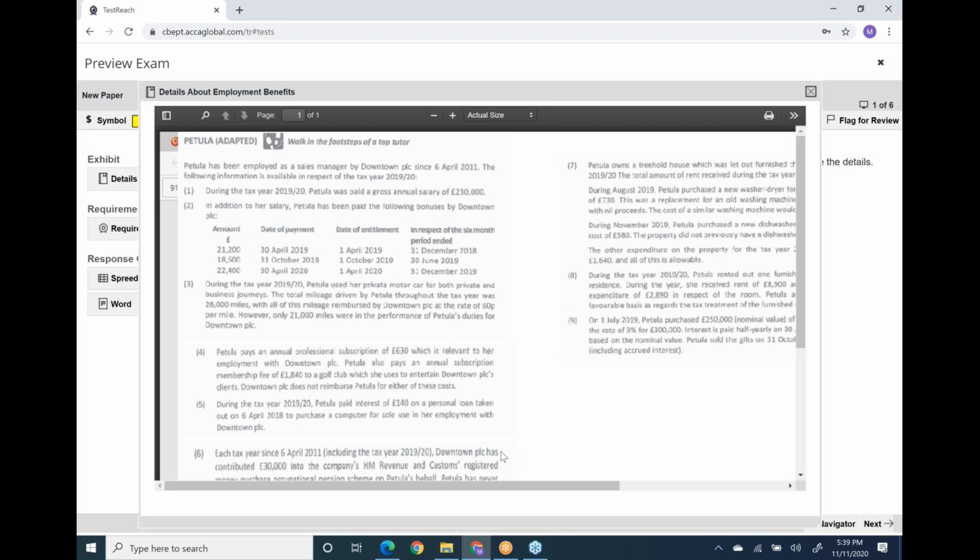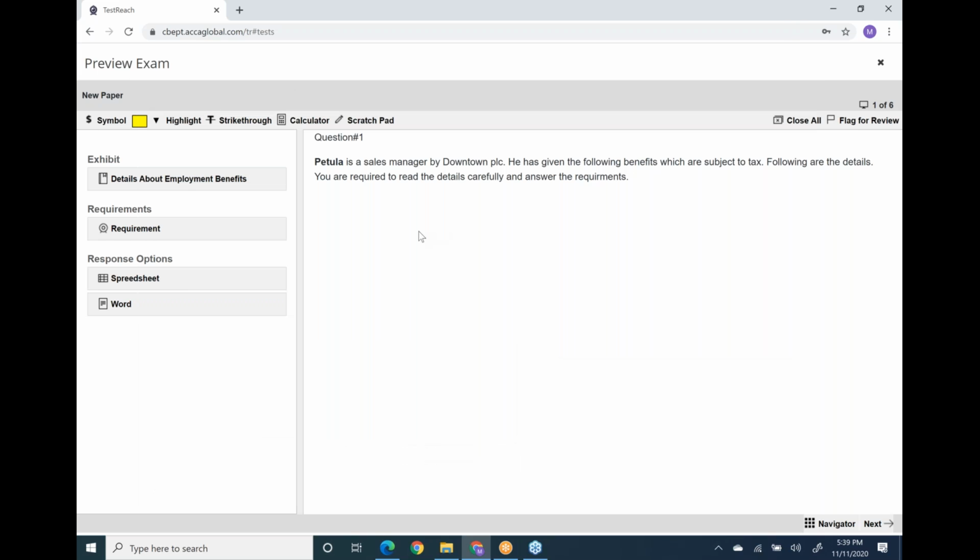Okay, so this thing is not allowed at all. Points number 1, 2, 3 and 4 are totally related to employment income. Now I'm going to show you how we have to solve it. We are solving the first 4 points of employment income.